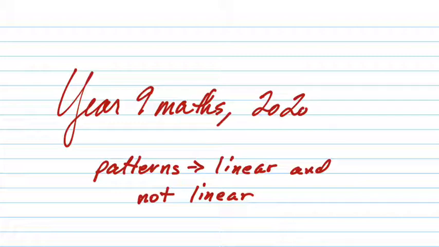So we're going to look at a couple of patterns here. You need to tell me are they linear or not. And then if not, even if they are, we're going to learn how to describe them in words. And of course, if they're linear, we can write a rule for them. Everybody ready? Okay.